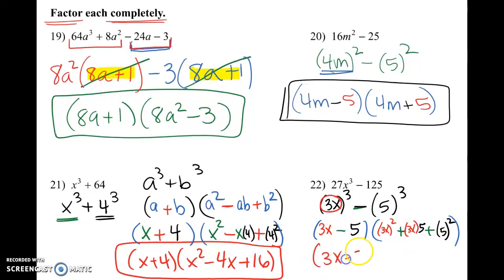So that's 3x minus 5. And then I have 3x squared. So that's 3x times 3x. That's 9x squared. Be careful, because a lot of the times people just put 3x squared. But that's not. That's 3x, the quantity of 3x, squared. So that's a 9x squared. So plus 15x plus 25. And there is my answer.